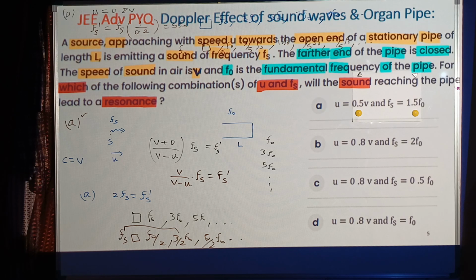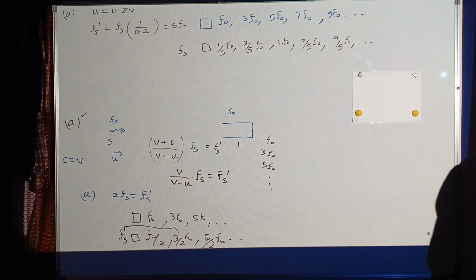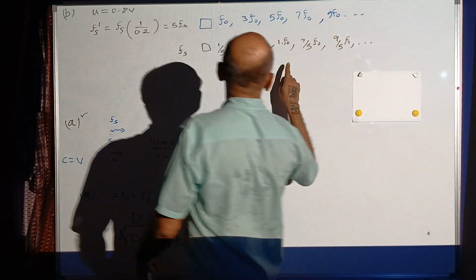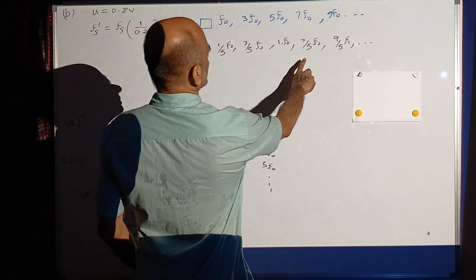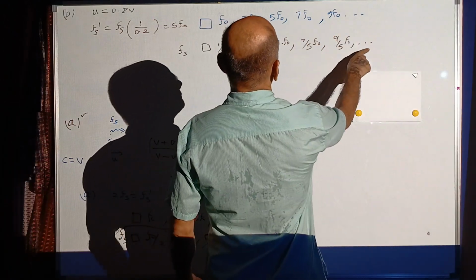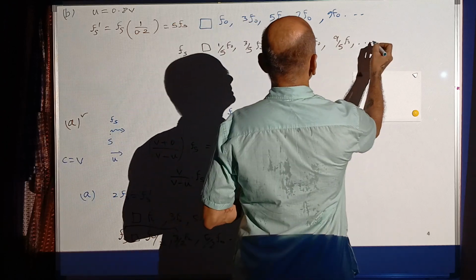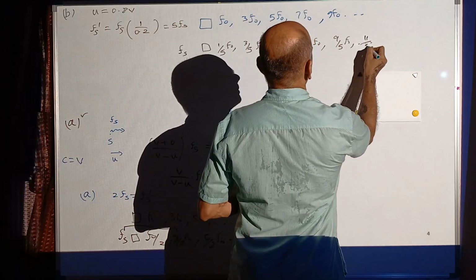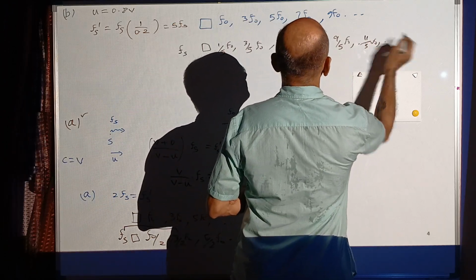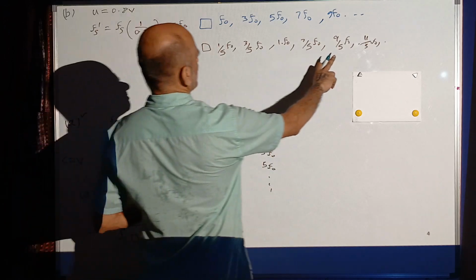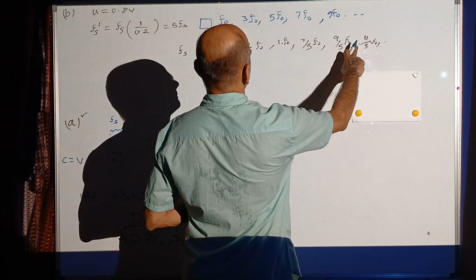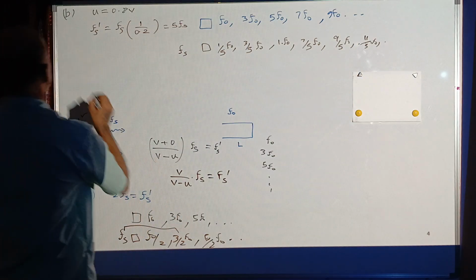U is 0.8 V, so Fs is 2 F0. Fs 2 F0 means it should be 10 by 5. 10 by 5 is not possible. Next will be 11 by 5 F0 and 13 by 5 like that. So Fs should match with 9 by 5 and 9 by 5, not 10 by 5. So option B is not possible.